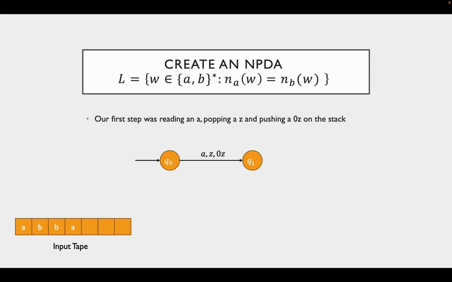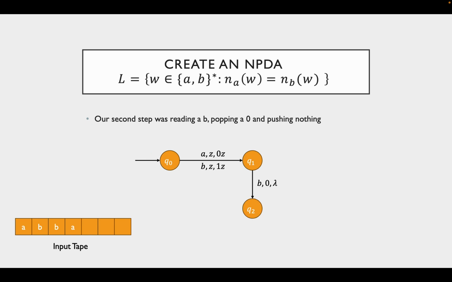Let's look at our example ABBA to do this. Our first step was reading an A, popping a Z, and pushing a 0Z on the stack. We transition from Q0, our start state, to Q1 when we do this. Here, remember, we're reading an A, popping a Z, and pushing 0 and Z onto the stack, where Z is pushed first, 0 is pushed second, so 0 is at the top of the stack. Similarly, if our first letter was a B, we would read a B, pop a Z, and push 1Z.